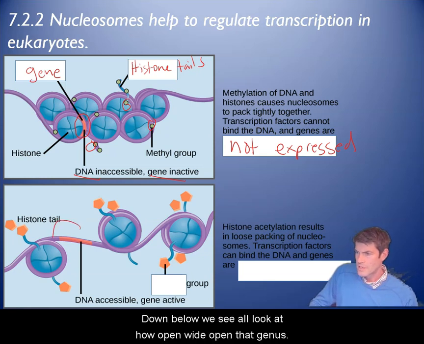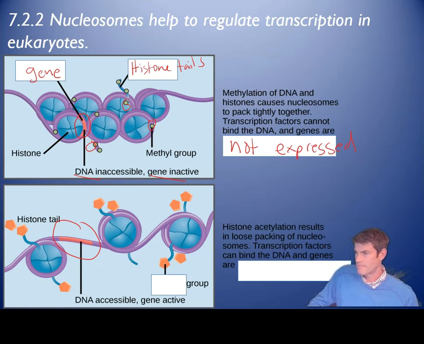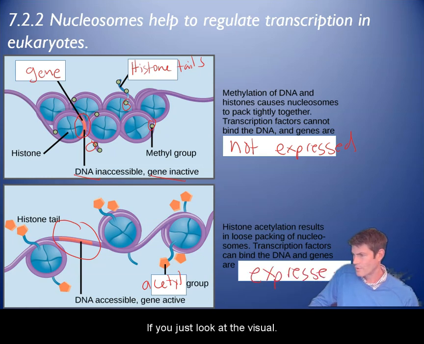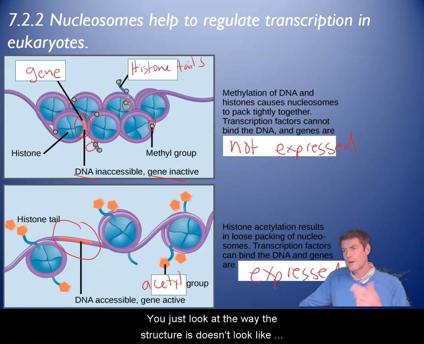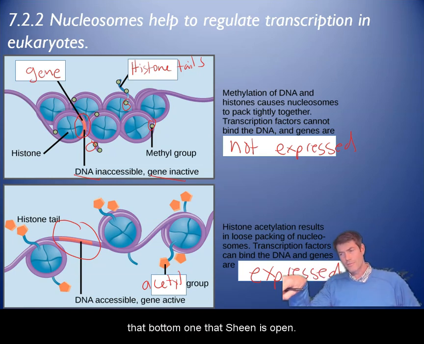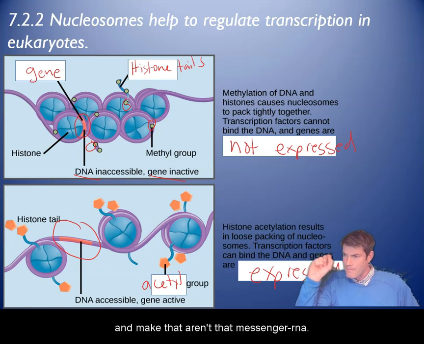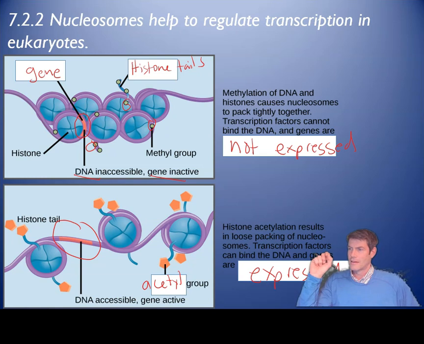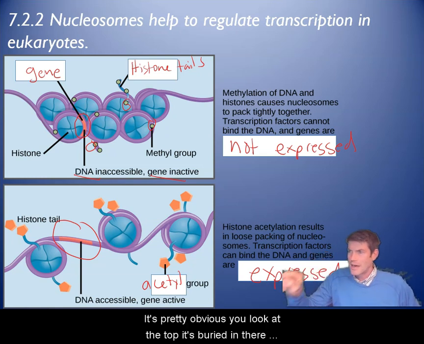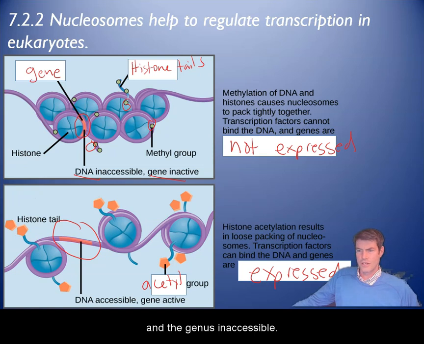Down below, we see, oh, look at how wide open that gene is. With these acetyl groups, this gene can be expressed. If you just look at the visual, the way the structure is, doesn't it look like that bottom one, the gene is open? RNA polymerase can grab onto there and make that messenger RNA. It's pretty obvious. You look at the top, it's buried in there and the gene is inaccessible.